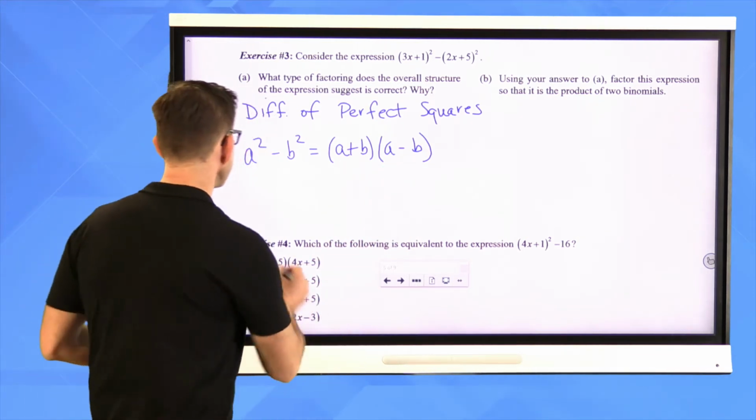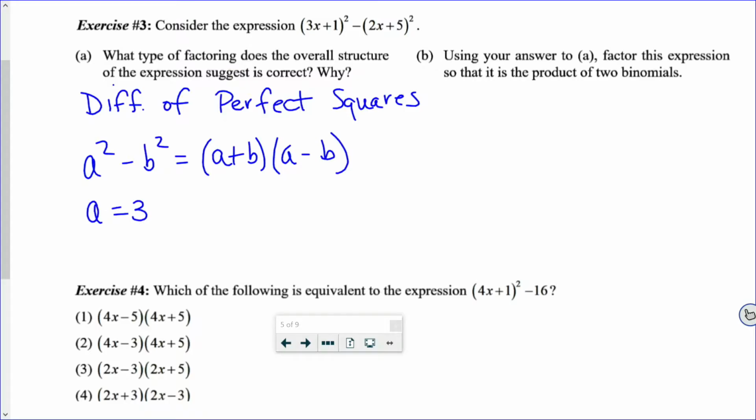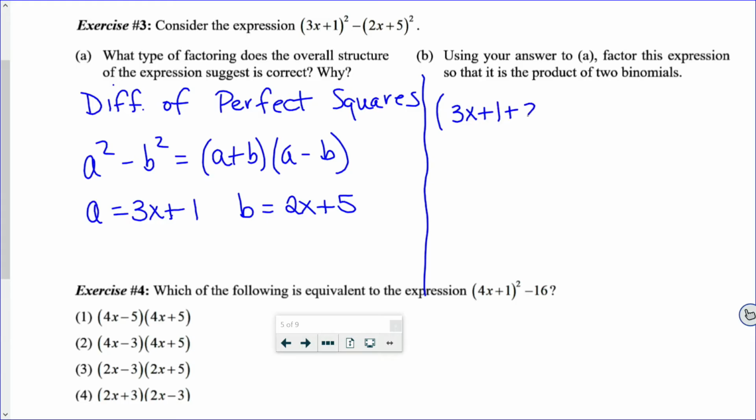The big difference is a is equal to 3x plus 1, and b is equal to 2x plus 5. So when I factor this now, it's going to be a little bit of a squeeze here. We're going to have (3x plus 1) plus (2x plus 5). And let me put parentheses around these. Again, let me be good about that. And then it's going to be (3x plus 1) minus (2x plus 5).